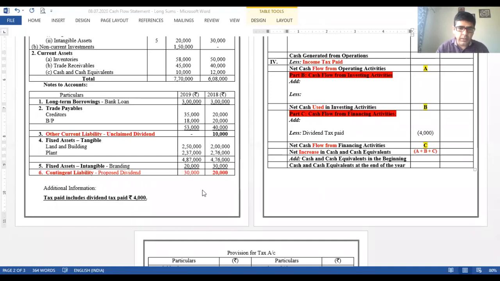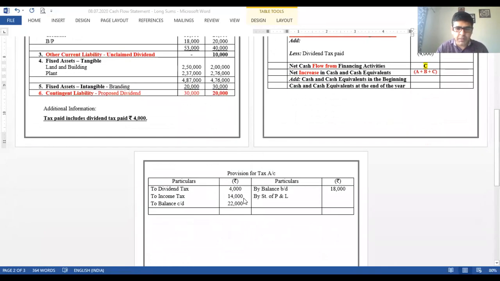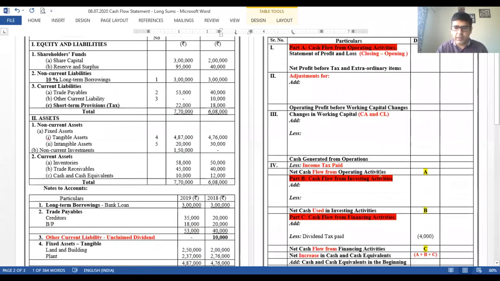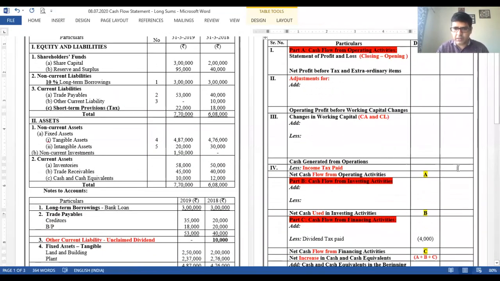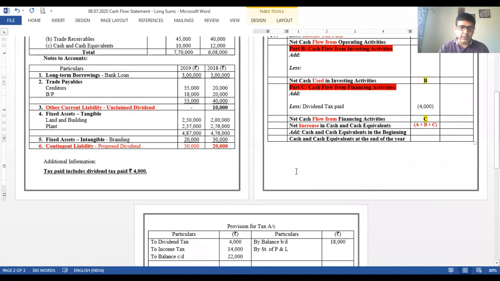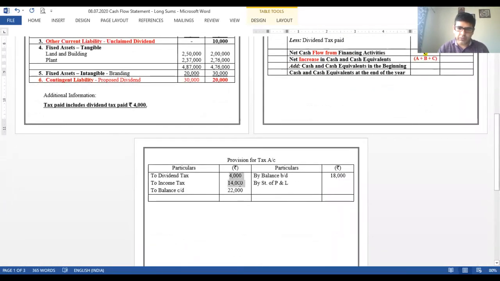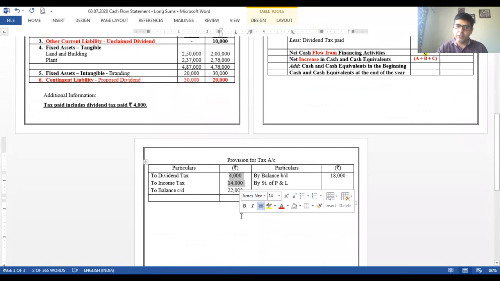Now, the second amount was income tax paid, rupees 14,000, right? Let us go to income tax paid. We know this is the fourth part in the operating activity, 14,000. So basically the two amounts were there, 4 and 14. We are done with that. 4,000 is a financing outflow, income tax paid is the fourth part, an operating outflow, right? We are done with that.